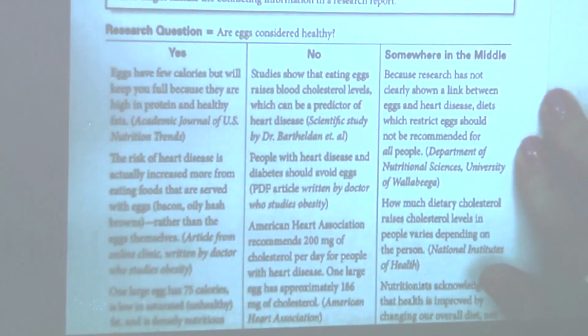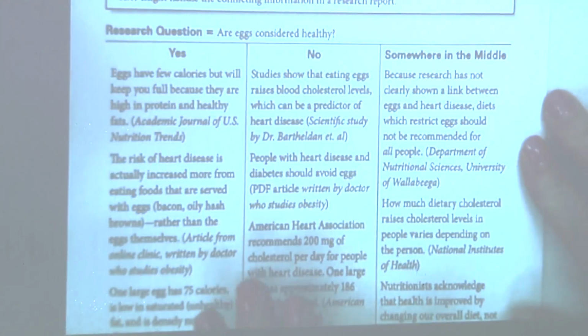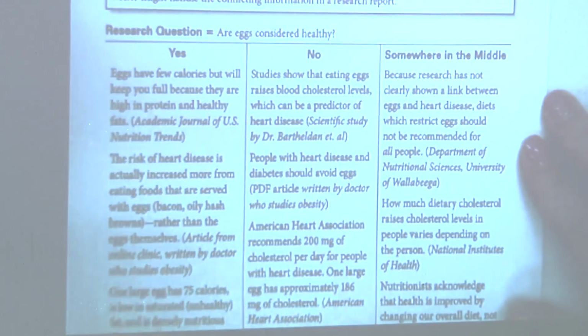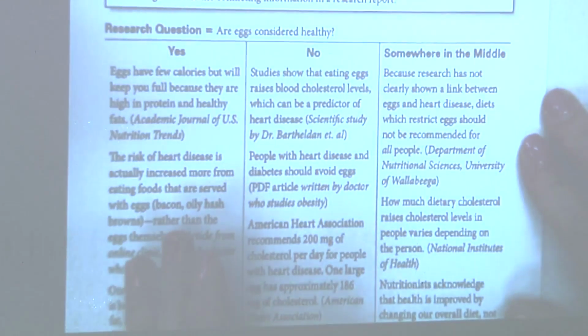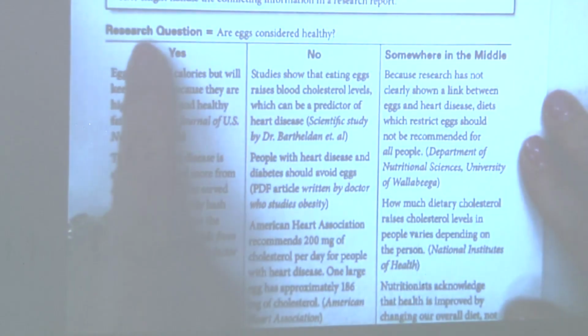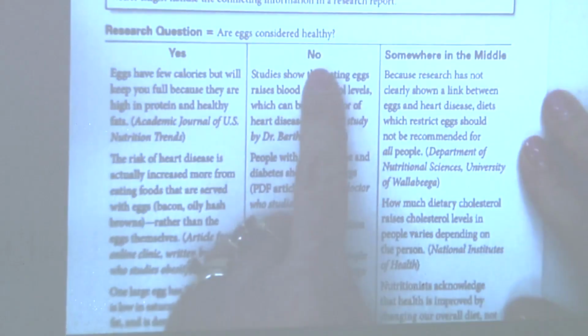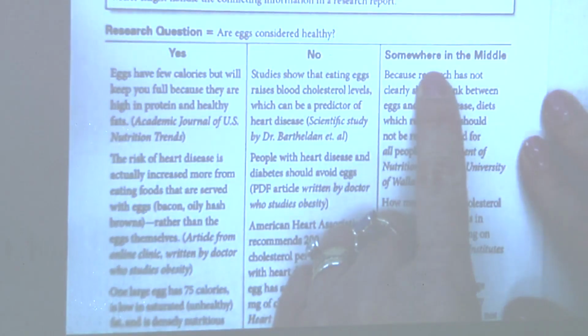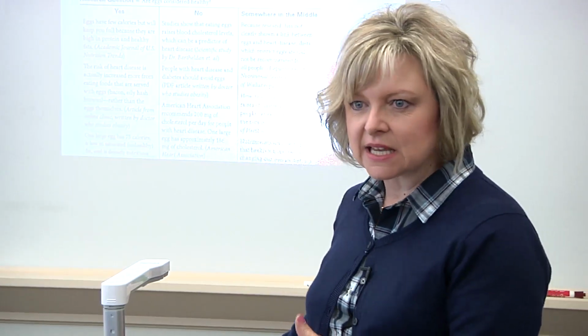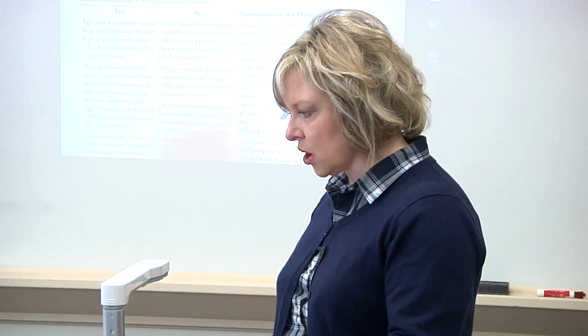With this tool, the writer noticed there were 3 general categories of information regarding the research question, which is about whether eggs are healthy. The categories are yes, no, and somewhere in the middle. These categories make it easy to see conflicting information in the chart. What's some of the conflicting information that you see? Miguel? Okay, I see that you get the idea.